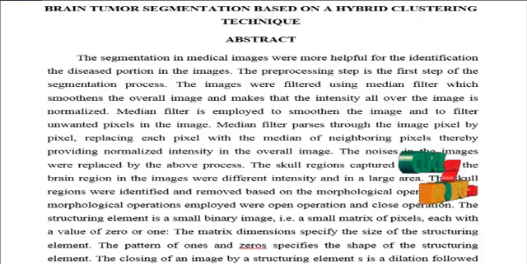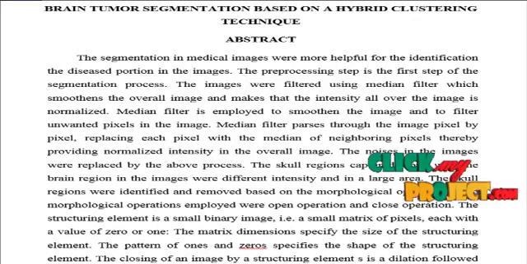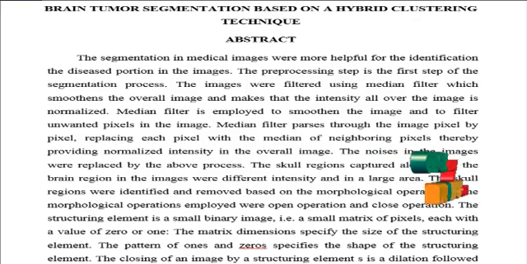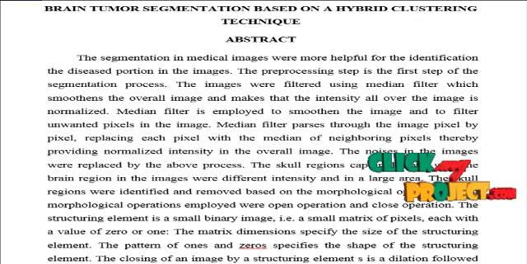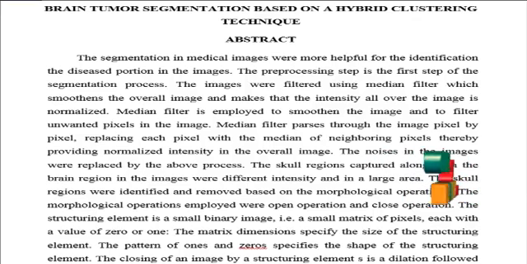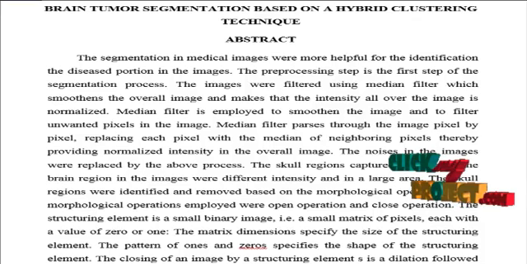Let us see the abstract of the process, brain tumor segmentation based on hybrid clustering technique. Segmentation in medical images is more helpful in identification of the diseased portion in the input images. Preprocessing is the first step of the segmentation process.